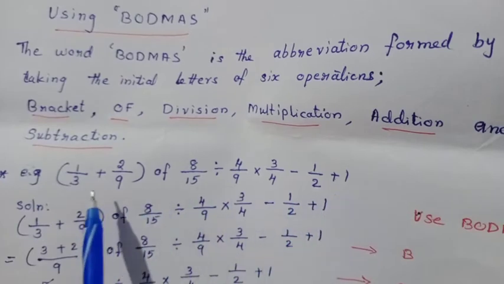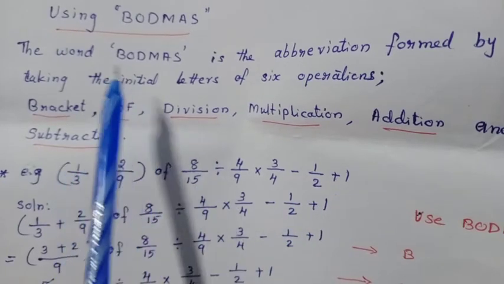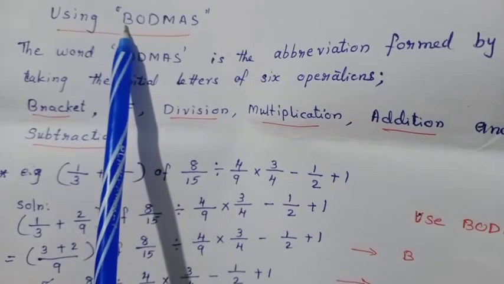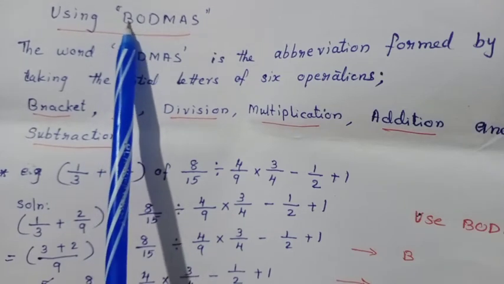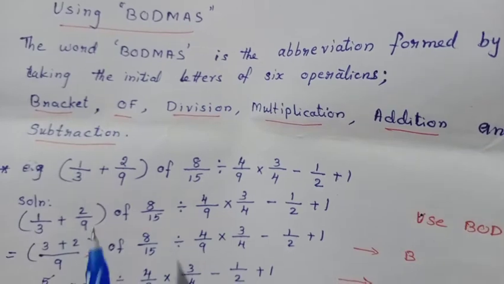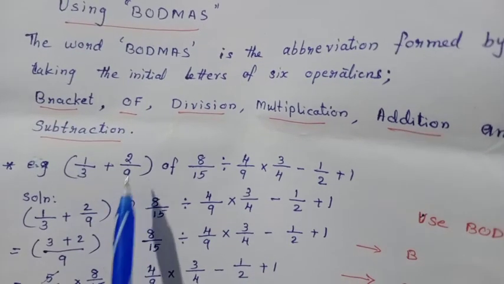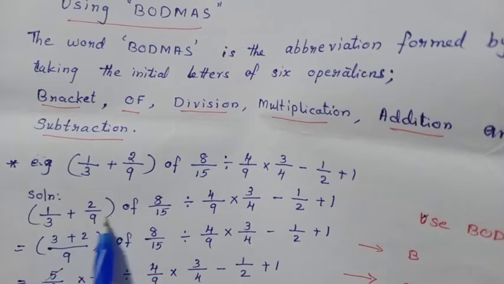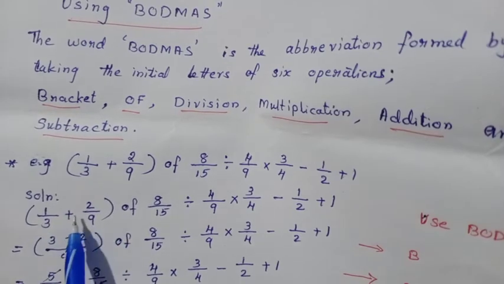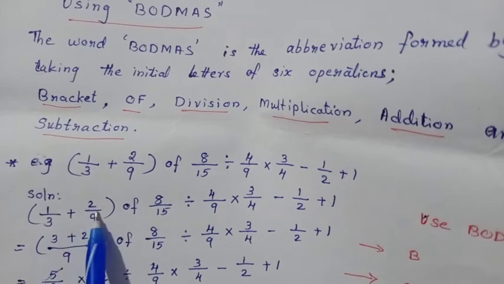So which calculation do we do first? The first BODMAS letter is B, bracket. So where is the bracket? That calculation we have to do first. So 1 by 3 plus 2 by 9, in bracket. First we have to calculate this answer: 1 by 3 plus 2 by 9.